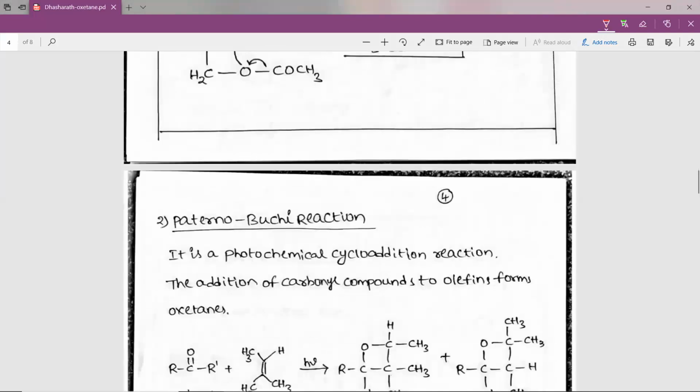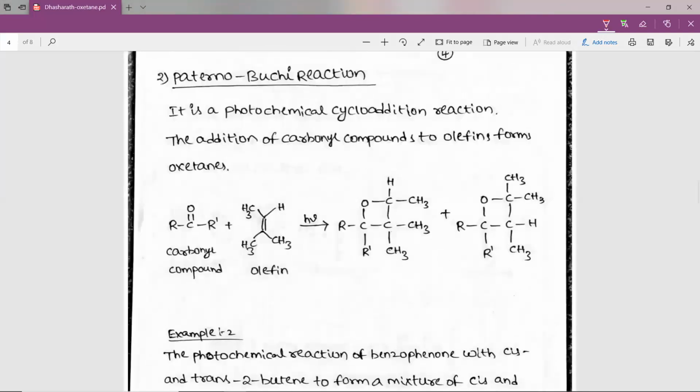The second method is the Paterno-Buchi reaction. It is a photochemical cycloaddition reaction. The addition of carbonyl compounds to olefins forms oxetane. Paterno-Buchi reactions involve addition of excited ketones. Ketones are excited and they will add to the olefin.